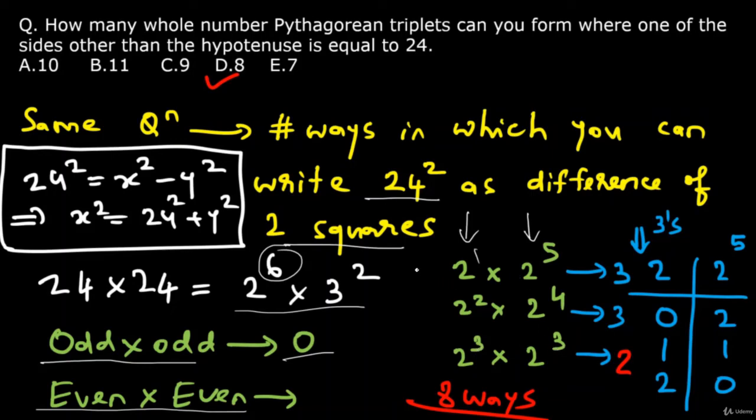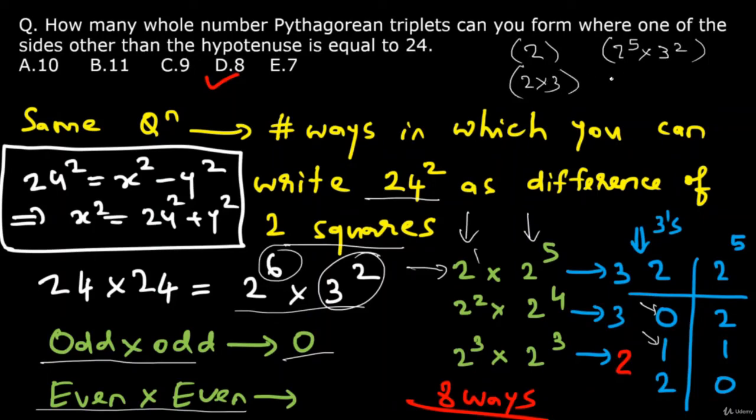Alright, now let's take one of these cases. In this case, I can distribute the remaining 2 3's either as 0 2, 1 1 or 2 0, right? What does that mean? If I do it as 0 2, what will be the two numbers? I'm giving 0 3's to this part, so the number is 2 itself, and I'm giving 2 3's to this part, so this number will become 2 to the power 5 into 3 square. So these are the two numbers. Alright, what about this case? If it's 1 1, then the two numbers are 2 into 3 and 2 to the power 5 into 3, right?